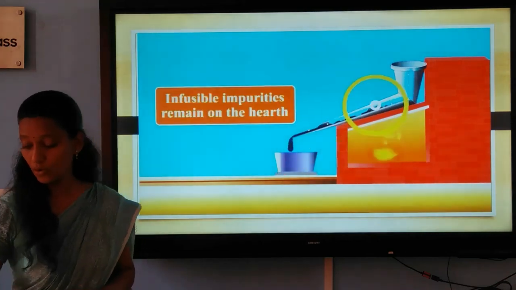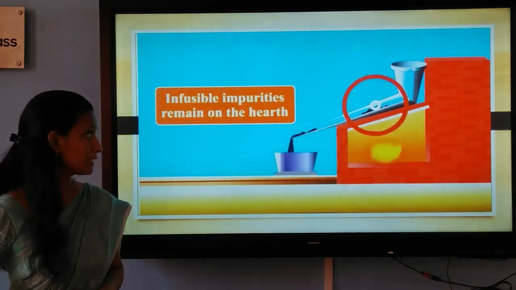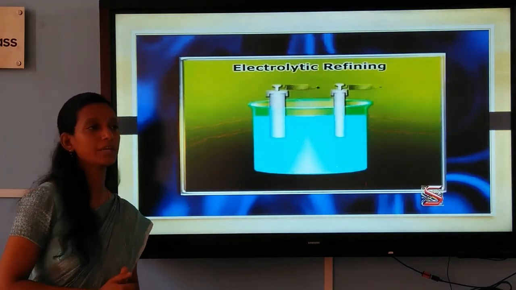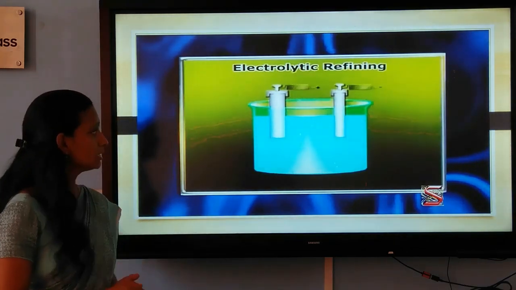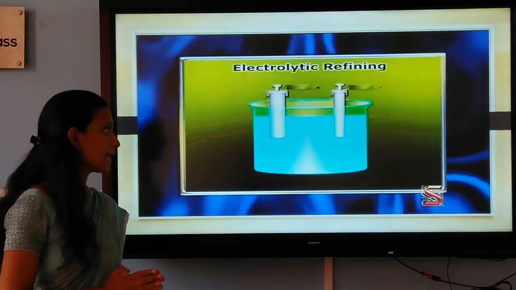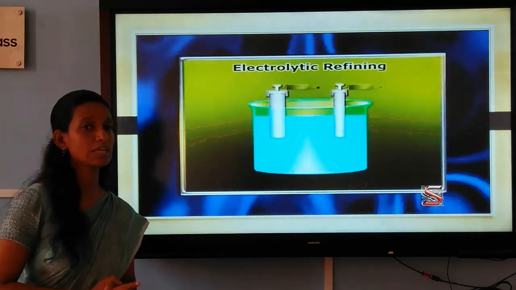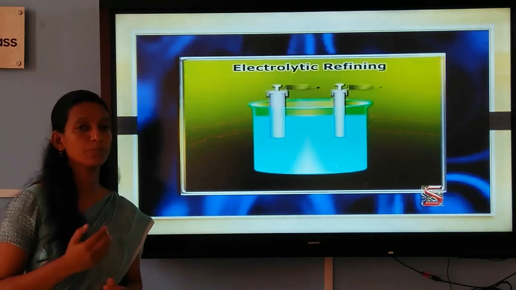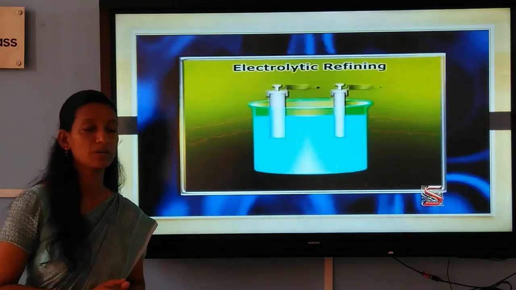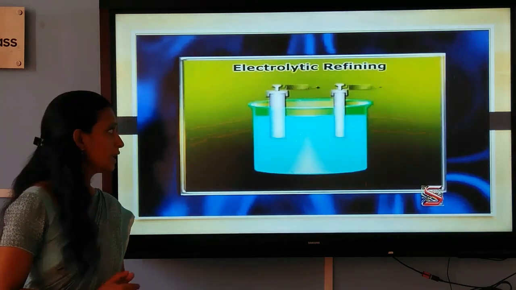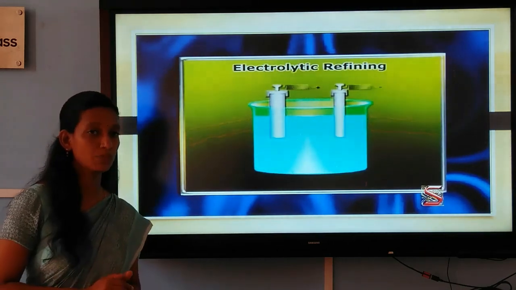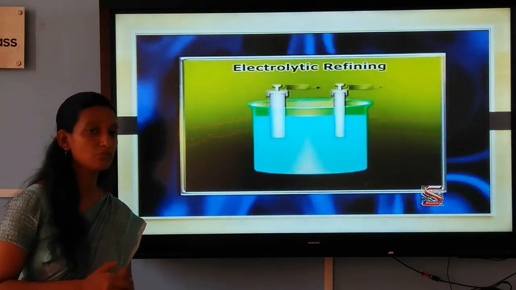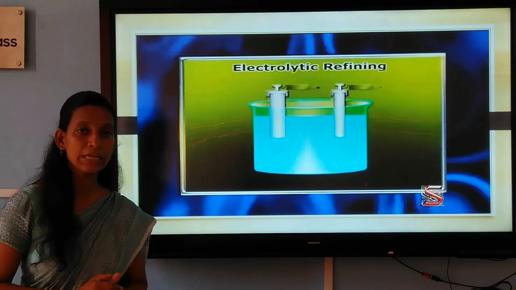Again, another method of refining of metal is electrolytic refining. In electrolytic refining, generally you take the impure rod as an anode and you take a pure rod as a cathode. This method is generally adopted for purification of metals like copper or silver or gold. Like, suppose we are purifying copper. In this case, you take impure copper as the anode and you take pure copper as the cathode.